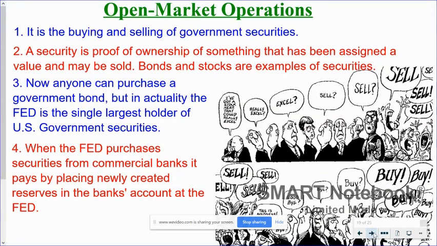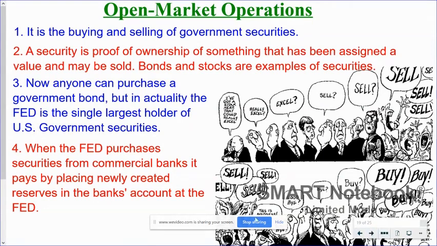A security is simply a proof of ownership of something that has been assigned a value and may be sold. Both bonds and stocks are simply 2 different types of securities. Anybody can purchase a government bond, but it just so happens that the Fed is the single largest holder of these U.S. government-issued securities. When the Fed purchases securities from commercial banks, it pays by placing newly created reserves in the bank's account at the Fed. I remind you, the Fed is the bank of all the banks.